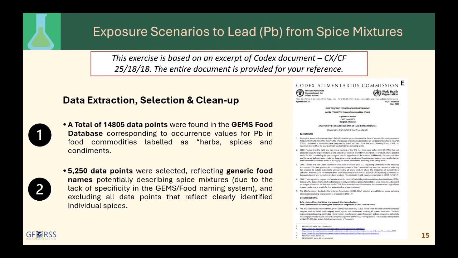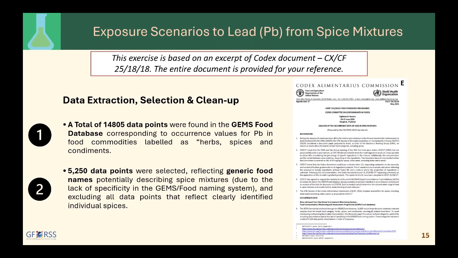So they did a clean up step. The second step, out of these 14,805, they were able to extract 5,250 data points reflecting generic food names, potentially describing spice mixtures, due to the lack of specificity in the GEMS food naming system. So they highlighted a problem within the GEMS system. We do not have a food classification labeled as spices mixture. So they could advise CCCF and the CAC, or WHO, sorry, GEMS is managed by WHO, to add this classification.